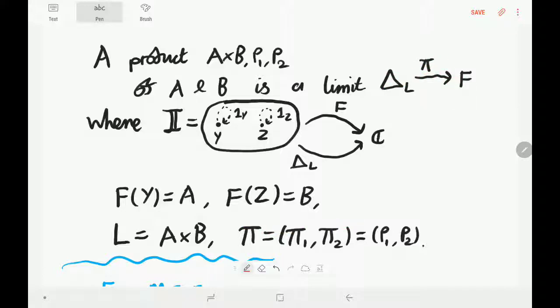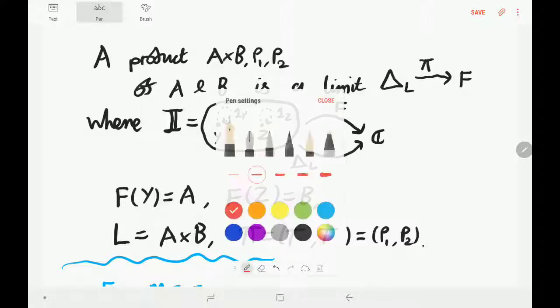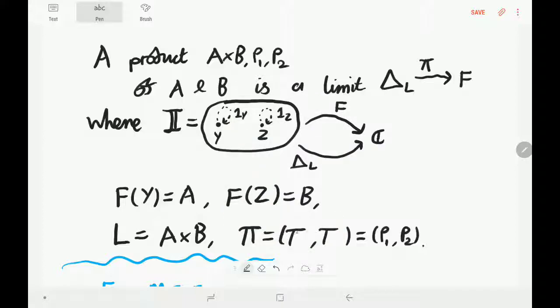And in this case, its components, actually I should call them pi x and pi y, are P1 and P2.